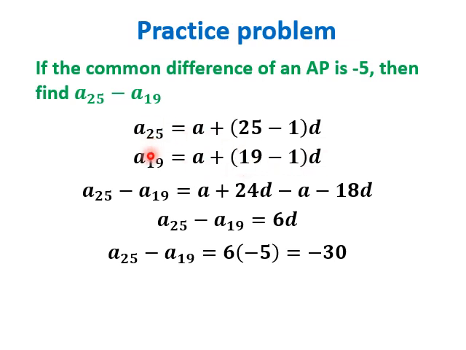Now subtracting them, A25 minus A19 will be this term minus (a plus (19 minus 1)d), which gives 24d minus 18d. The a and this a will get cancelled and the remaining term will be 6d. So A25 minus A19 will be 6d. d is given as minus 5, so the difference between these two terms will be minus 30.